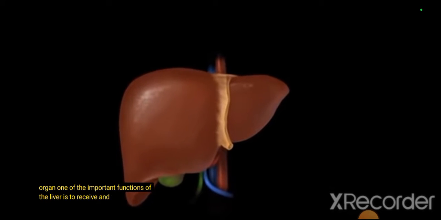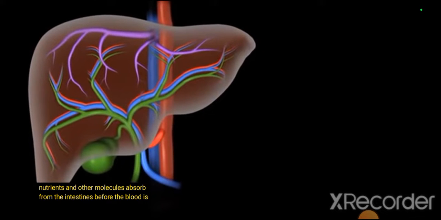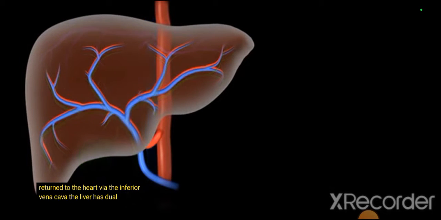of the liver is to receive and take up nutrients and other molecules absorbed from the intestines before the blood is returned to the heart via the inferior vena cava. The liver has dual blood supplies, one venous and one arterial.